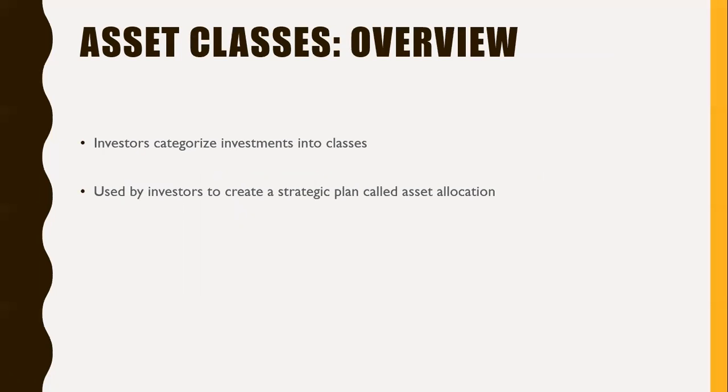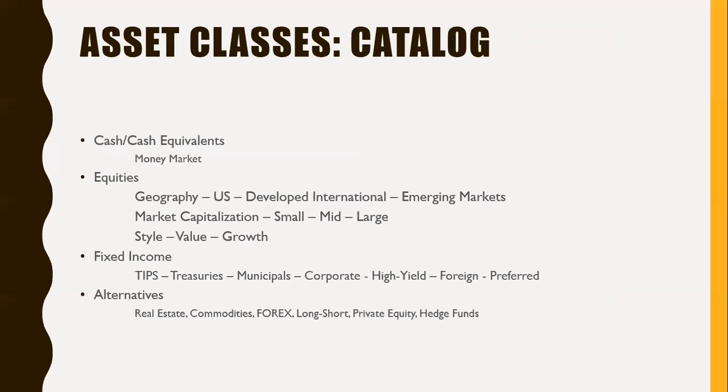So what are the different asset classes? Asset classes allow investors to categorize investments. They're used by investors to create a strategic plan called an asset allocation. There's three major, and then I'll say the fourth would be just an alternative. So there's cash and cash equivalents, equities, and then fixed income. And then finally, alternatives. So cash and cash equivalents would be more of your money market mutual funds, or money market accounts that are offered through your banking institution.